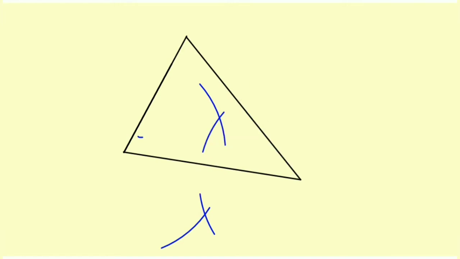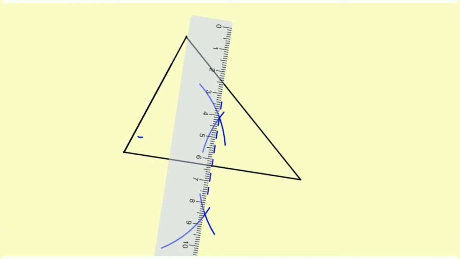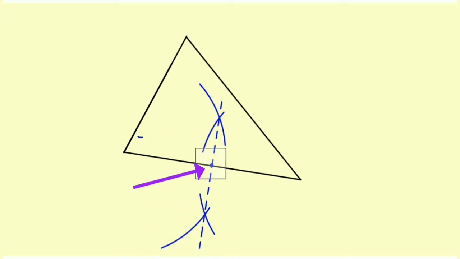Now I use a ruler to connect those intersections. I'm going to draw this with a dotted line because it's not really the perpendicular line that I'm interested in. I'm just interested in this point right here because this is the midpoint. Now I'll do it for the other 2 sides as well.